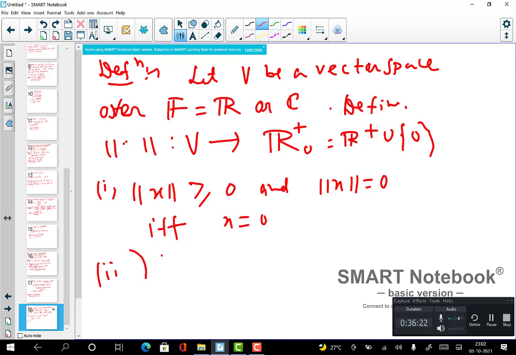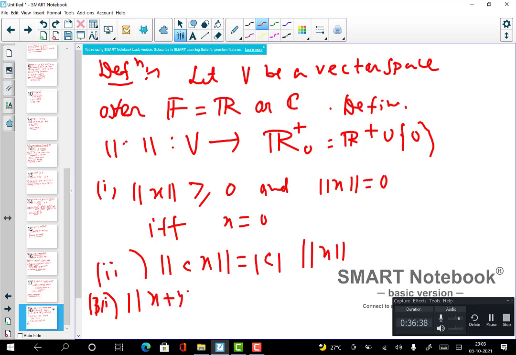Number 2 is when you multiply by a constant, so this would be the modulus of that constant times the norm of x. And number 3, the very important triangle inequality. What is that? We just prove it. The norm of x plus y is bounded by the norm of x plus the norm of y. So if you have a map from a vector space to R plus, or even 0, satisfying these conditions, then we say this map is a norm.